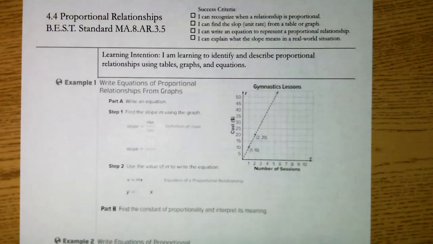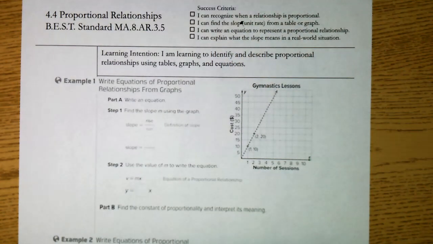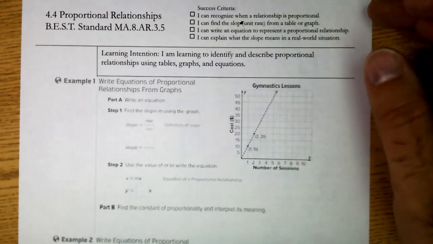I am learning to identify and describe proportional relationships using tables, graphs, and equations. Hopefully by the end of this lesson, you already should know how to do a lot of this stuff, but I can recognize when a relationship is proportional. I can find the slope from a table or graph. I can write the equation to represent a proportional relationship, and I can explain what the slope means in a real-world situation.